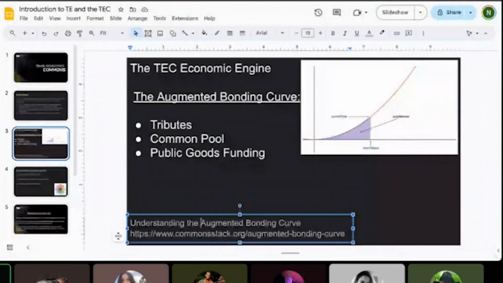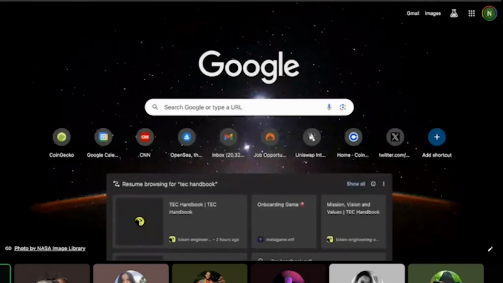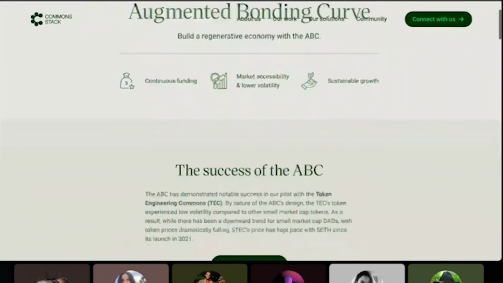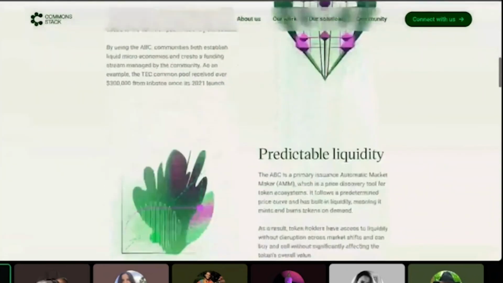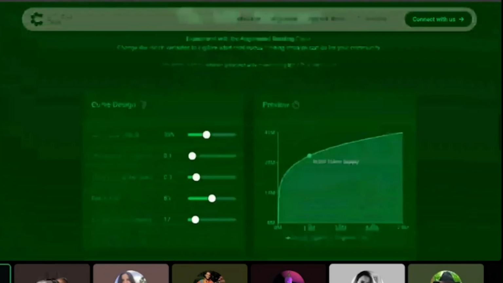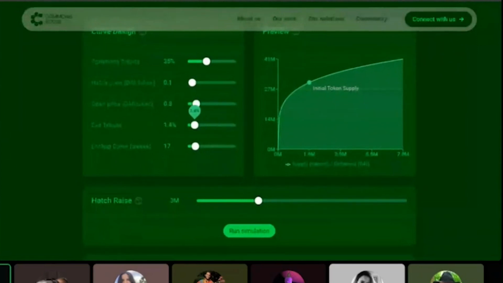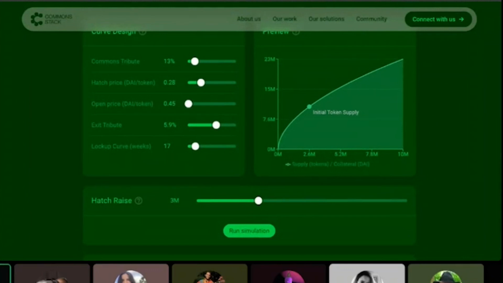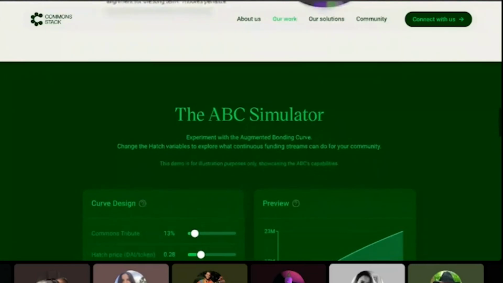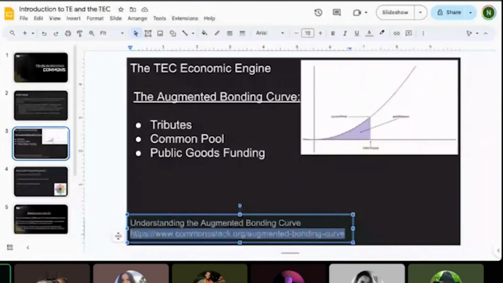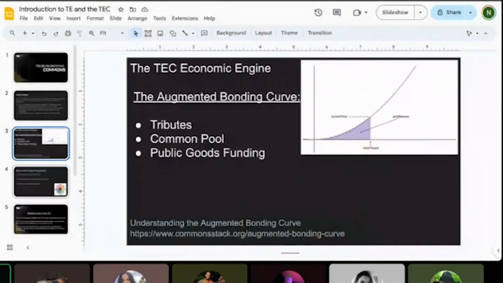If you're interested as an organization, the Commons Stack team has a place where you can actually play around with it. Let me put this up here. And sorry, if anybody has any questions right now, please do let me know. I feel like I'm talking nonstop. But here's the ABC simulator. So if you wanted to test out your own parameters, or what your organization or your bonding curve would look like, you can run simulations on it and go from there. But yeah, sorry, I'm going to keep moving.